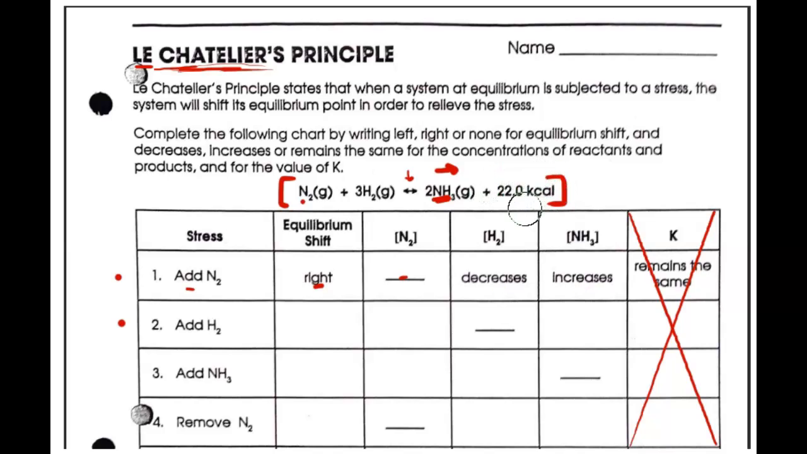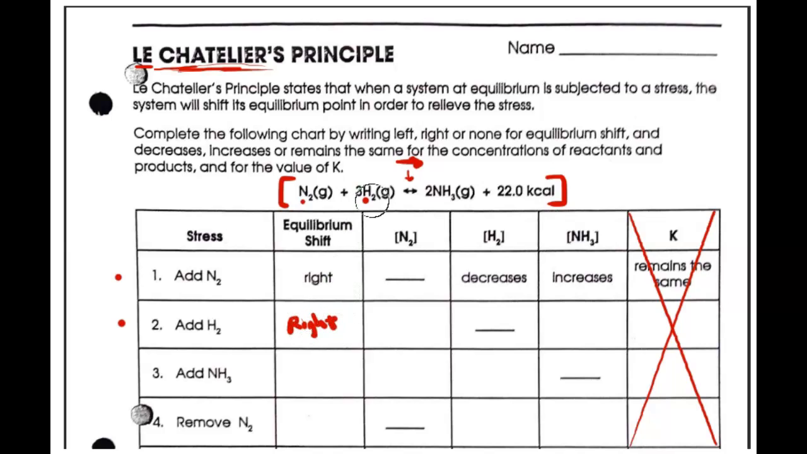Let me erase some of these dots here. Okay, so I think I got all of them. There we go. So for this second example, this should be really short. We're going to add H2. So if we add H2, what's going to happen is I know that it's going to shift to the right, okay?